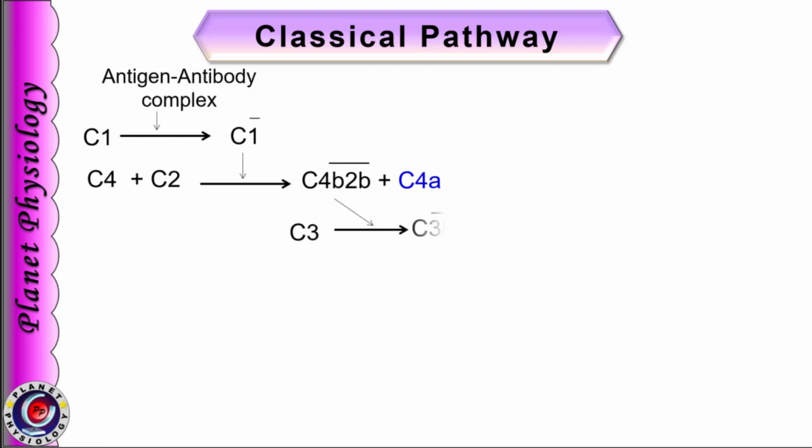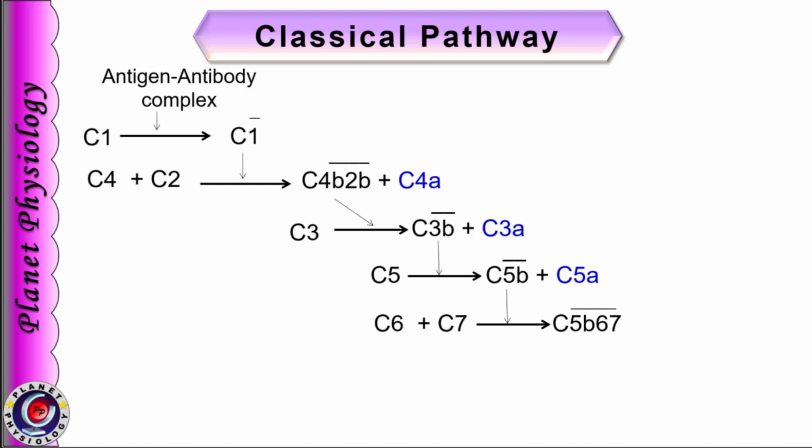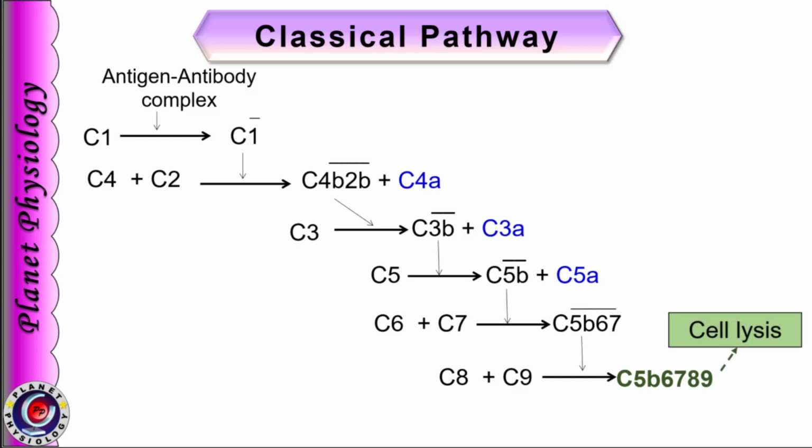C4b2b complex acts on C3 complement protein and cleaves it into C3b and C3a proteins. C3b along with C4b2b splits C5 protein into C5b and C5a. C5b acts as enzyme to activate complement proteins 6 and 7 and their end products further activate complement protein 8 and 9 to form the final product called as C5b6789. This product is known as lytic complex as it is involved in cell lysis.